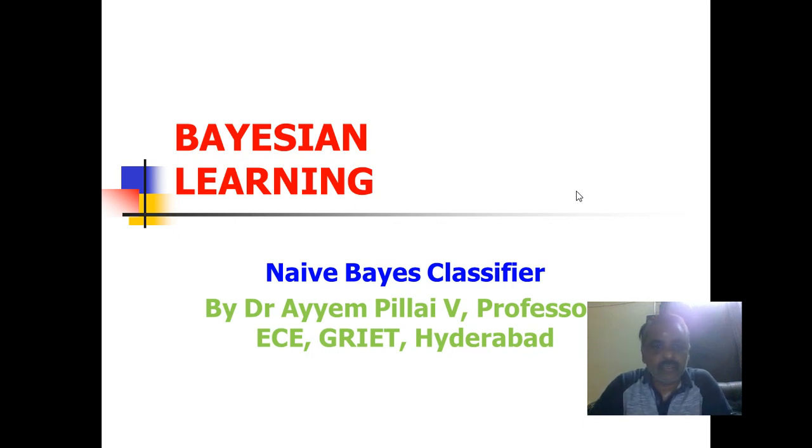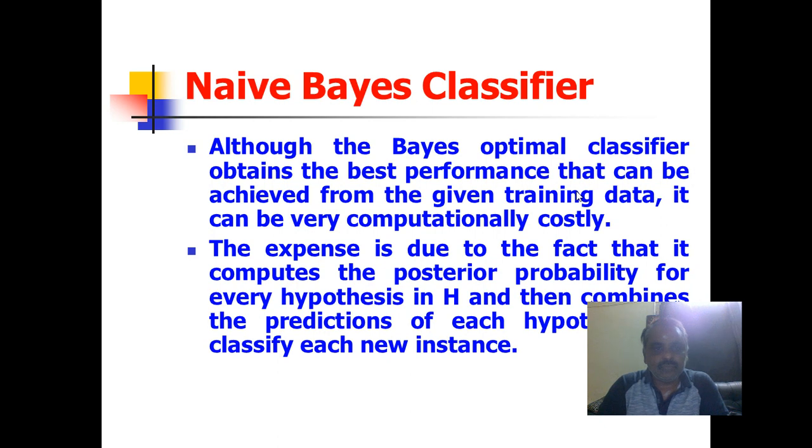In this video, as part of Bayesian learning, let us study the naive Bayes classifier. Although the Bayes optimal classifier obtains the best performance that can be achieved from the given training data, it can be very computationally costly. The expense is due to the fact that it computes the posterior probability for every hypothesis in H space and then combines the predictions of each hypothesis to classify each new instance.